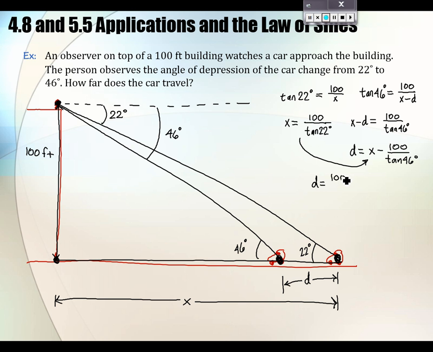So anyone have an approximate value for me here? Don't trust it. All right, what'd you get? 151. All right, someone agree? 151 feet. All right, let's move on.